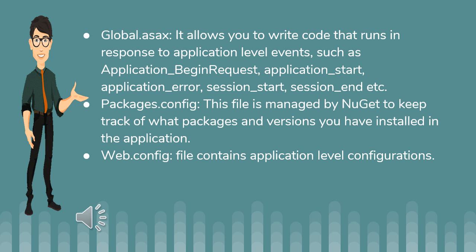Global.asax, it allows you to write code that runs in response to application level events, such as Application_BeginRequest, Application_Start, Application_Error, Session_Start, Session_End, etc. Packages.config, this file is managed by NuGet to keep track of what packages and versions you have installed in the application. Web.config file contains application-level configurations.